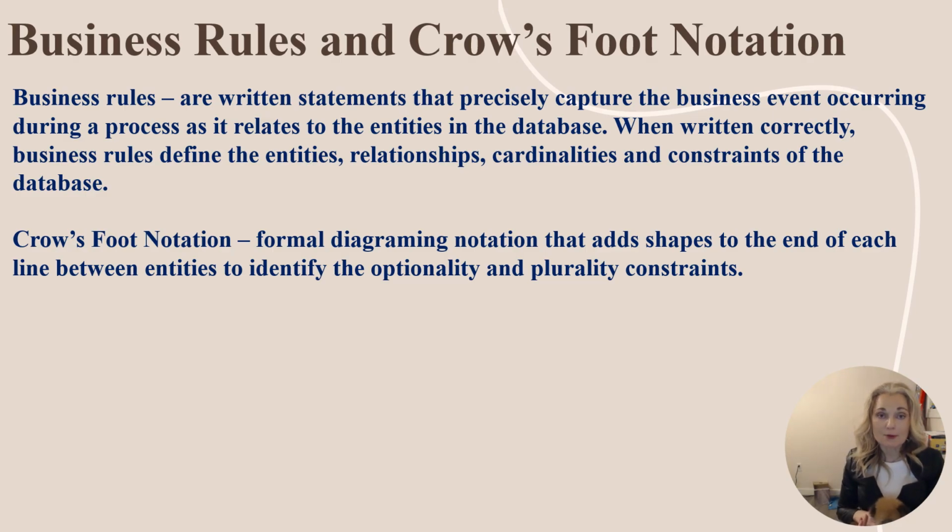Now that we know about the rules, we can talk about how we draw them out. So business rules are written statements that precisely capture the business event occurring during a process as it relates to the entities in the database. And when it's written correctly, business rules define the entities, relationships, cardinalities, and constraints of the database. And crow's foot notation is the formal diagramming notation that adds shapes to the end of each line between entities to identify the optionality and plurality constraints.